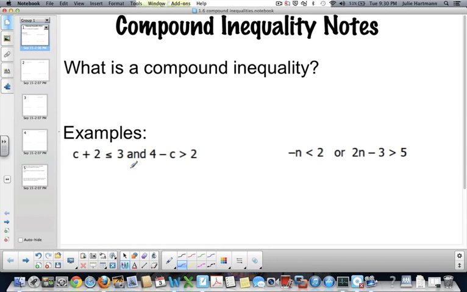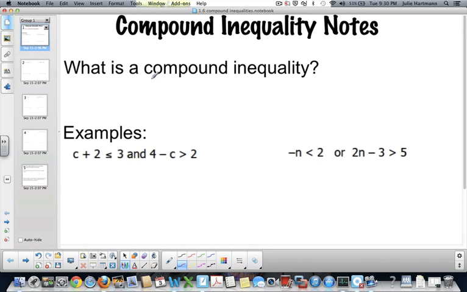All right, the first section we're doing is section 1.6. It is about compound inequalities. What exactly is a compound inequality? Well, you know what a compound sentence is? You know, from your English classes. Two sentences connected by "and" or "or."